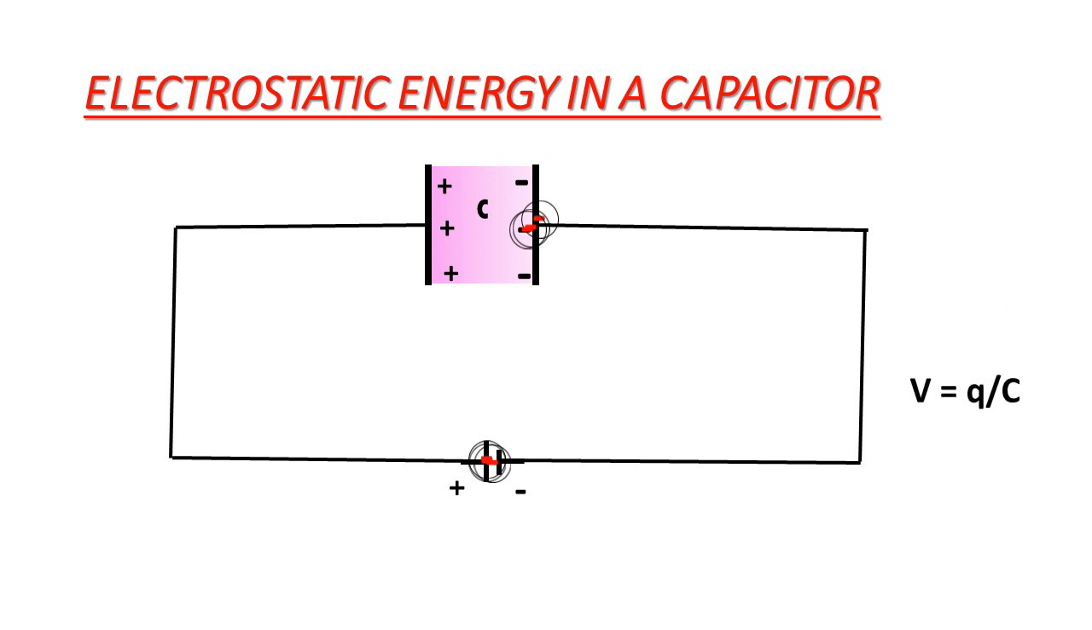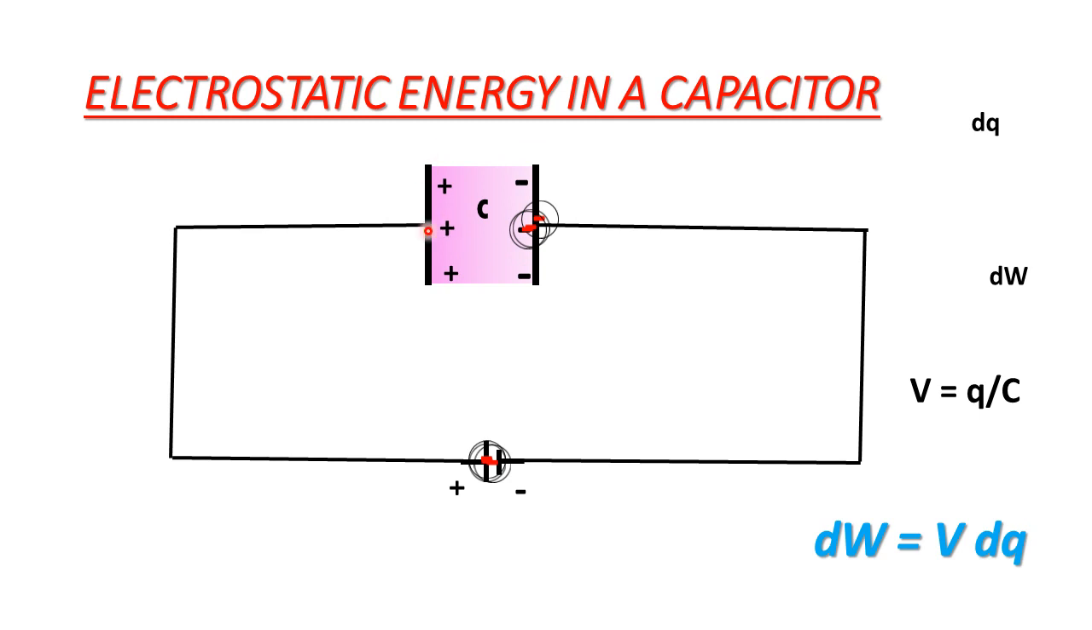Let at any instant V be the potential difference developed across the plates of the capacitor, then V will be equal to Q by C. If we want to further supply a small amount of charge dQ to this capacitor, an additional amount of work will be done by this battery against this electrostatic potential. Why are we taking a small amount? Because for a small amount of charge we can assume that this V will remain constant. dW will be given by dW is equal to V into dQ.